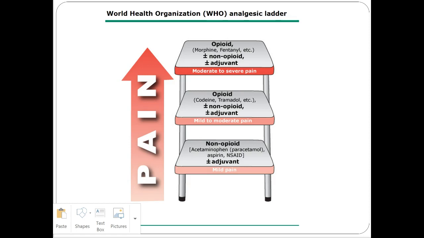So our non-opioids are going to be acetaminophen and NSAIDs for the most part. Paracetamol is another word for acetaminophen. I believe it's a European term that they use in most of Europe, but acetaminophen is what we call it in the United States. Aspirin would fall under this category as well.